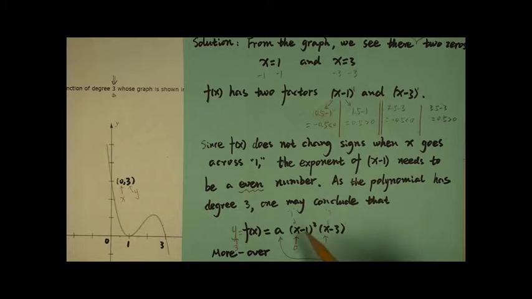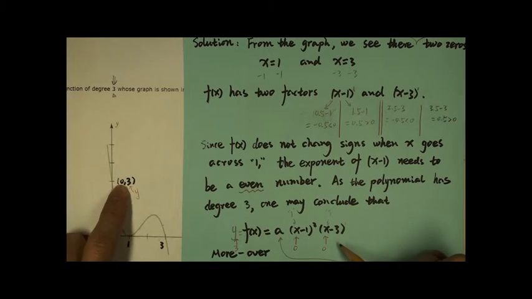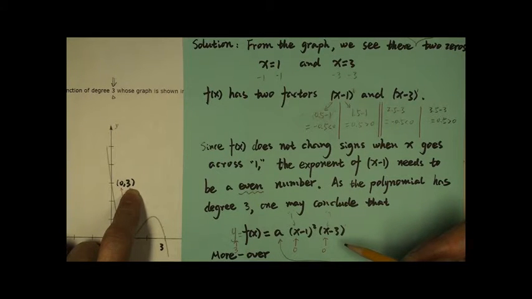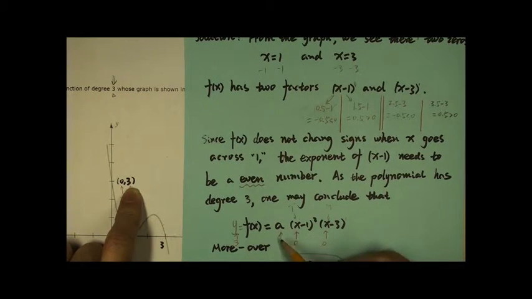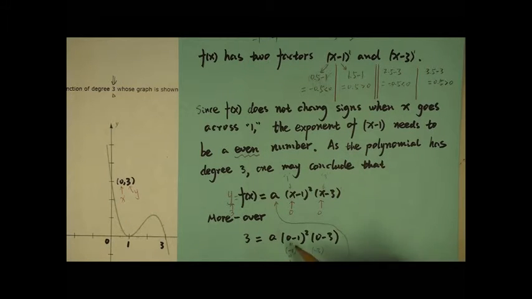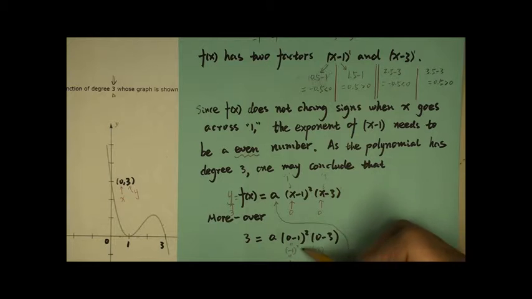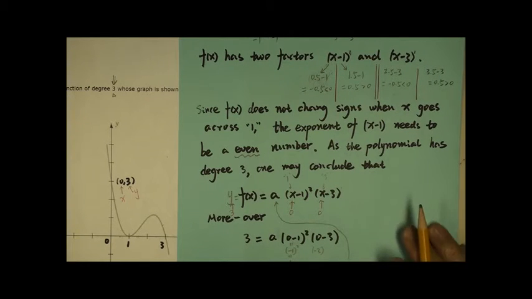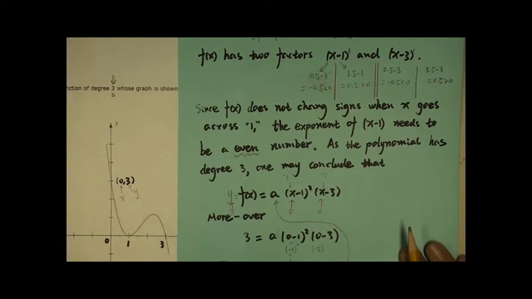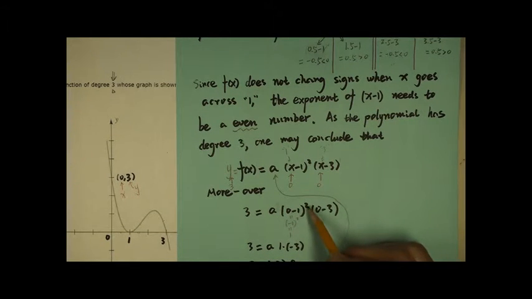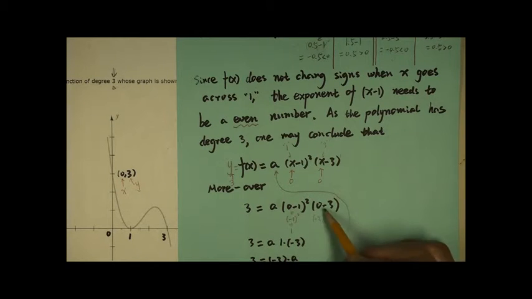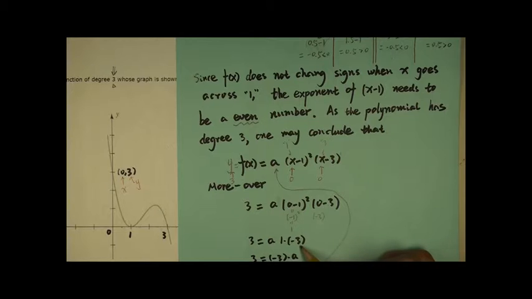We know if we plug in 0, because when x is 0, y is 3, then we should get a 3. With this equation, we can find out a. Here are the details. Look, 0 minus negative 1 is negative 1. Square it, you get a positive 1. 0 minus negative 3 is negative 3. So you leave it right here.